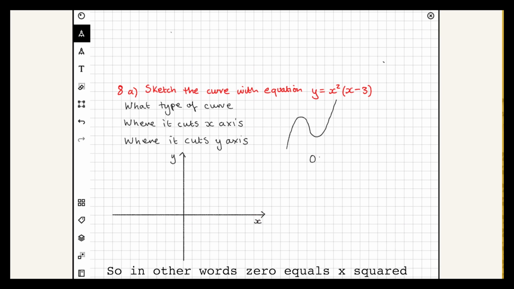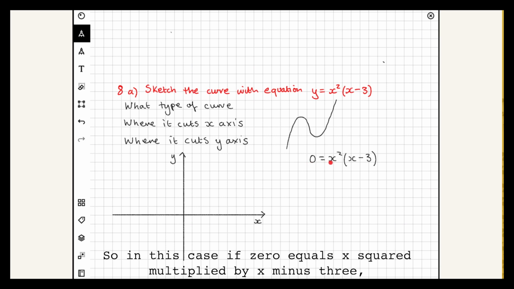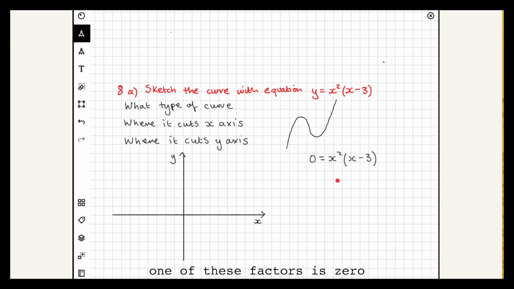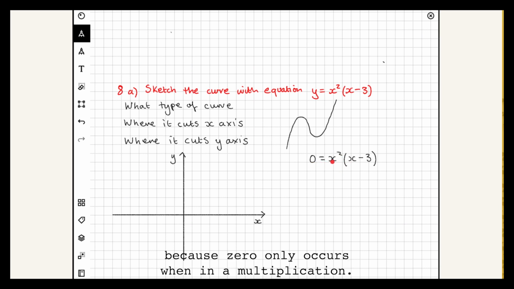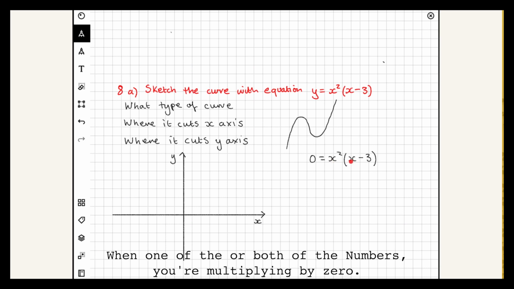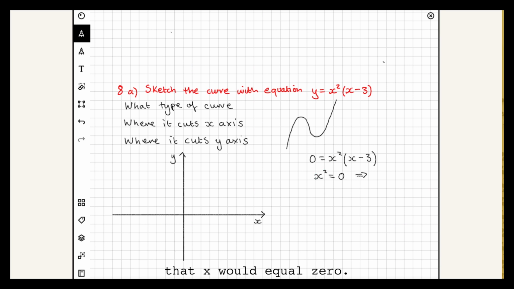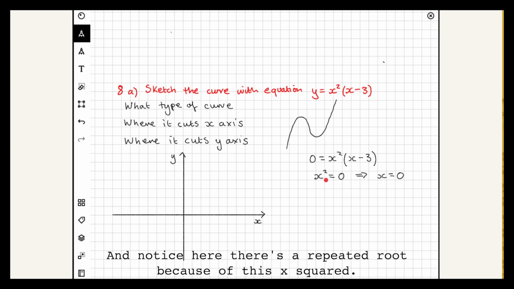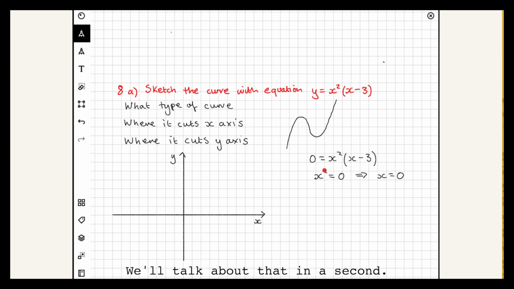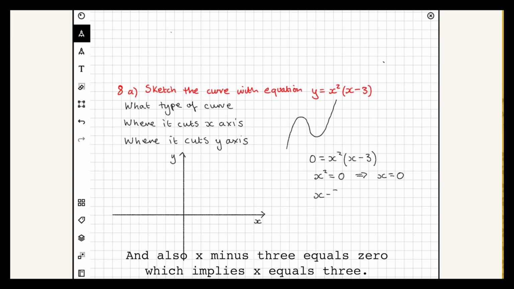So in other words, 0 equals x squared into x minus 3. In this case, if 0 equals x squared multiplied by x minus 3, one of these factors is 0, because in a multiplication, 0 only occurs when one or both of the numbers you're multiplying is 0. So x squared equals 0, which would imply that x equals 0. And notice here there's a repeated root because of this x squared. We'll talk about that in a second. And also x minus 3 equals 0, which implies x equals 3.